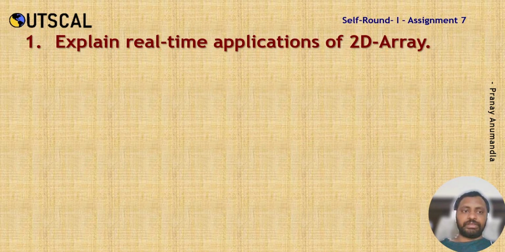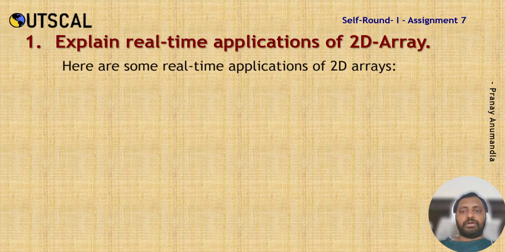The first question is: explain real-time applications of 2D array. The real-time applications are image processing, as a 2D array is a tabular or grid type of array in which the data elements are placed in a grid. So it is used for image processing and display, digital signal processing, and also graphics design processing.